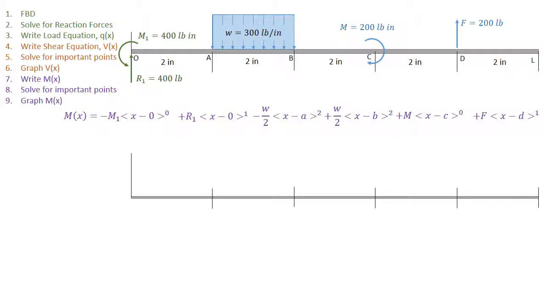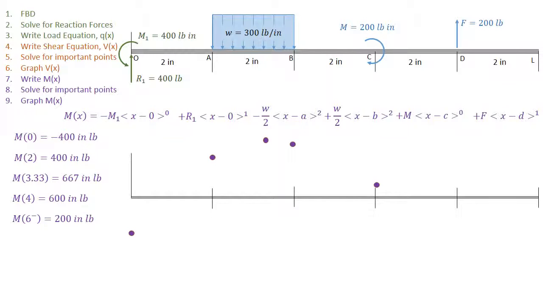So listing these values again and plotting the points where x is equal to 0, there's M, x is equal to 2, x is equal to 3.33, x is equal to 4, x is equal to 6 from the minus side, x is equal to 6 from the positive side, 8 inches, and finally 10 inches.